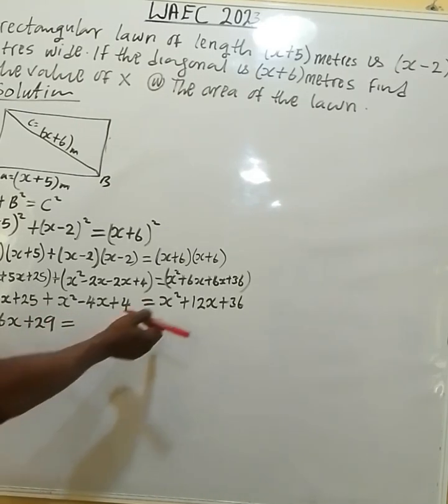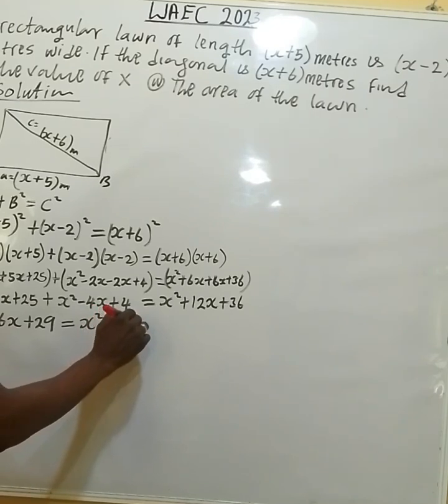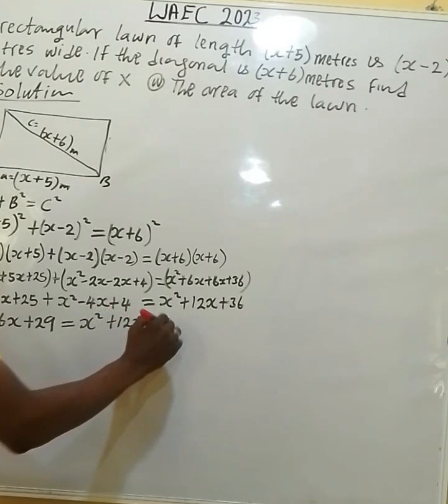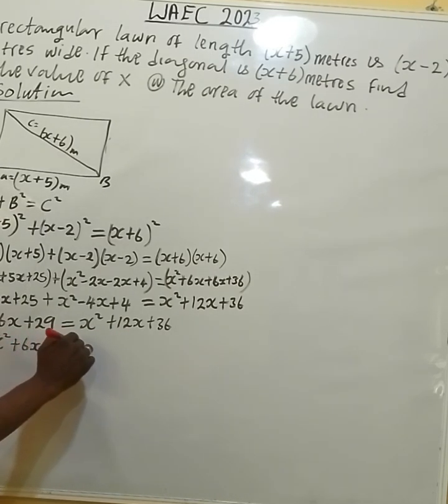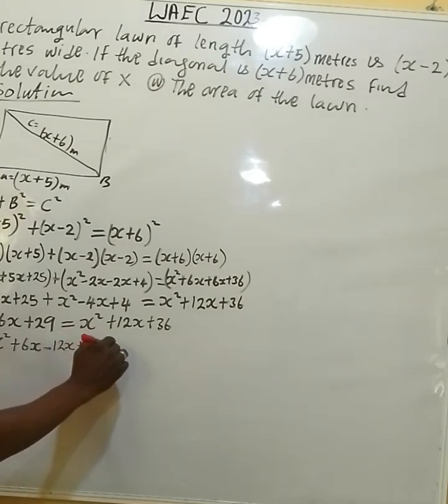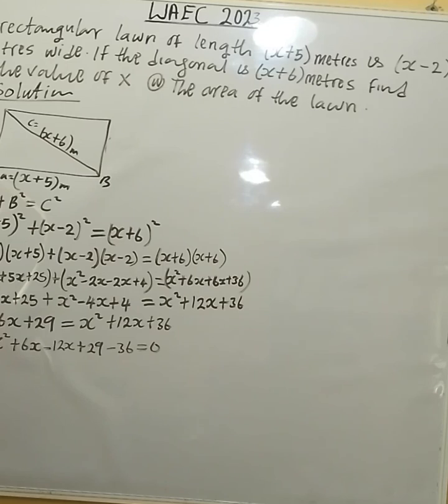So equals to, now we have x squared plus 12x plus 36. So then we now bring out what we have in our right hand side to left hand side. So we now have 2x squared, minus x squared plus 6x minus 12x plus 29 minus 36. Everything equals to 0. I haven't done that now.